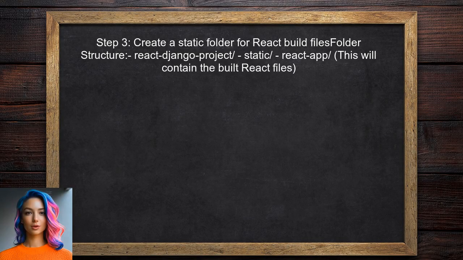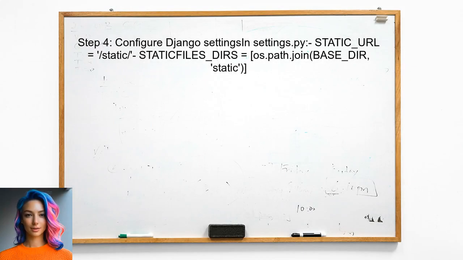The user can then create a static folder within the Django project to serve the built React files. This is where the production-ready React app will reside after building. Finally, the user should ensure that the Django settings are configured to serve the React app correctly. This includes setting up the static file settings in Django.